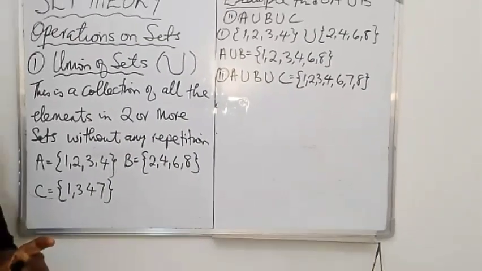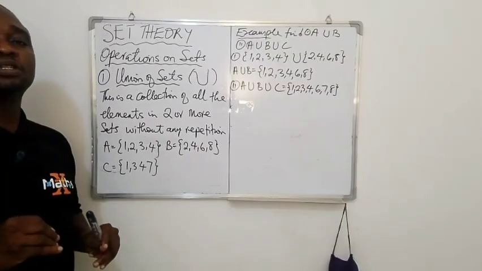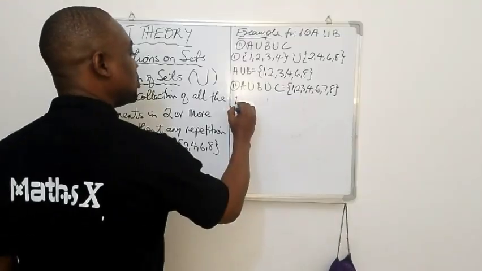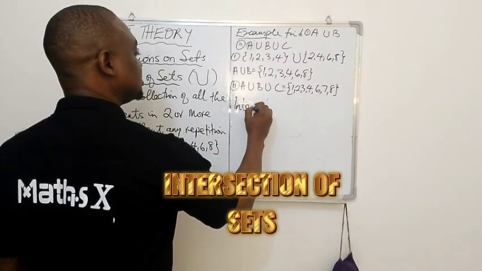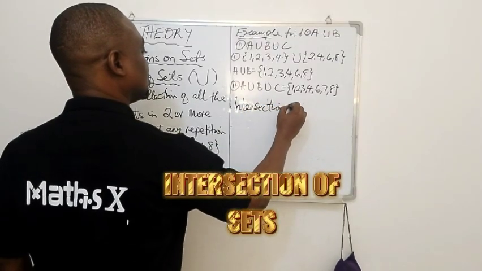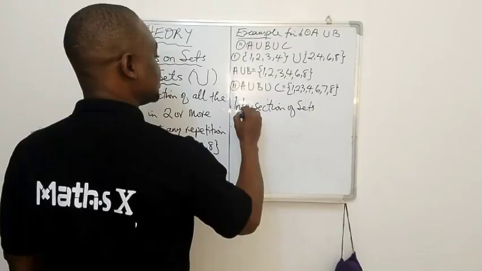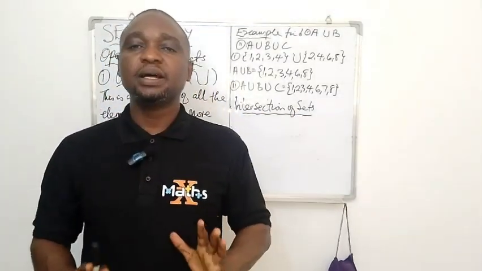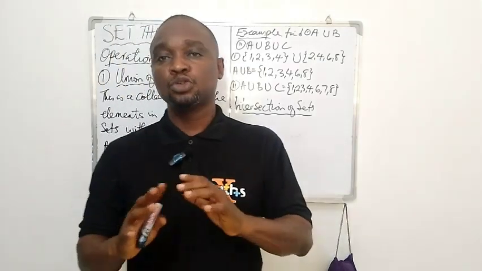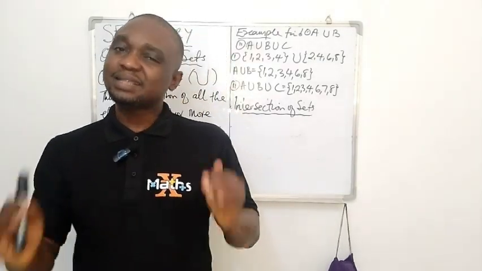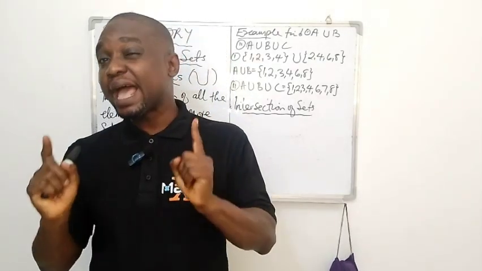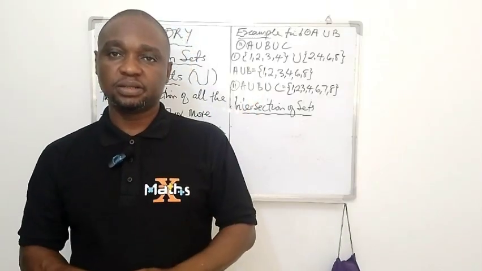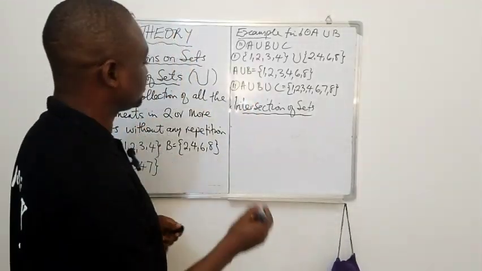Let's go to the next set operation, which is the intersection of sets. The intersection of two or more sets is another set which contains elements common to the two or maybe even three sets.